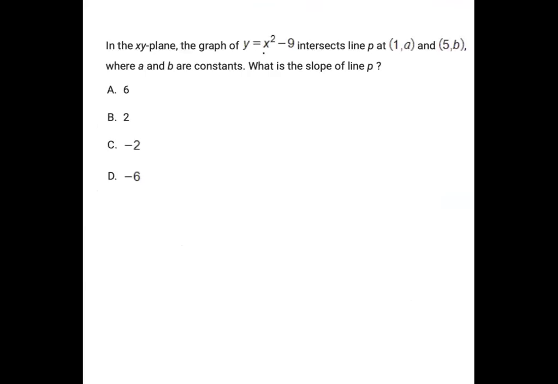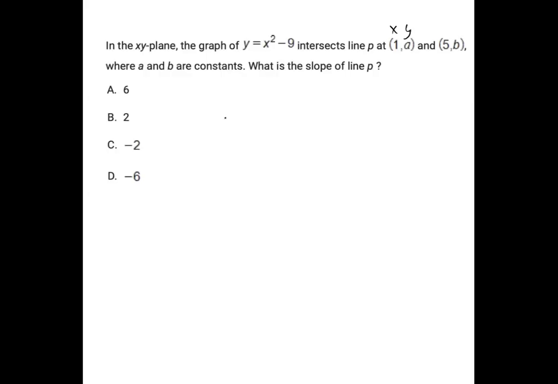Here we have a quadratic equation, which is a parabola, and it's intersecting a line at 2 points. And we need to know the slope of the line. So we have a lot of information here we can work with. We know that x is 1, and we can find out the y that goes with that.